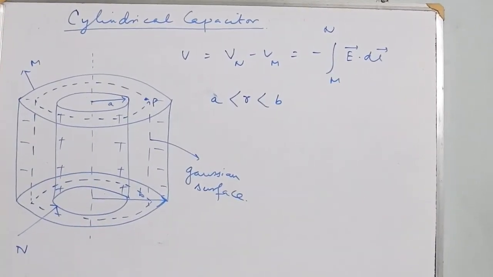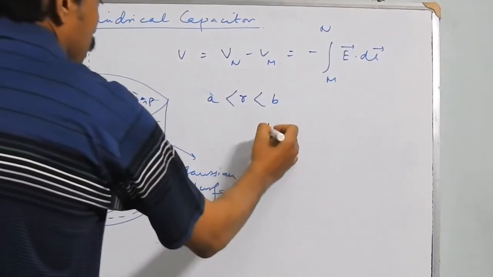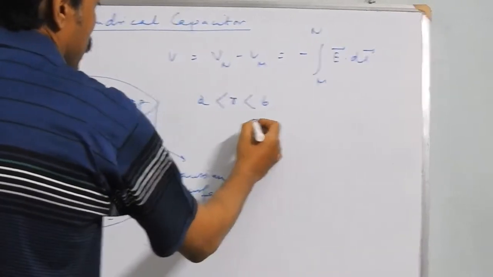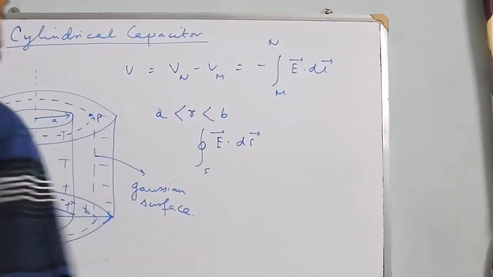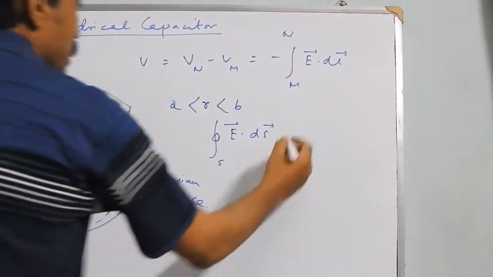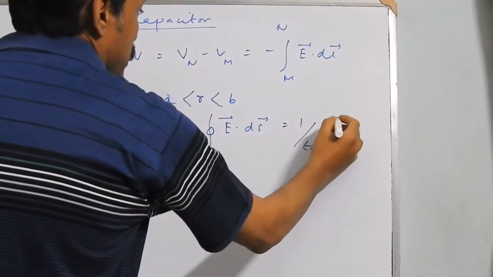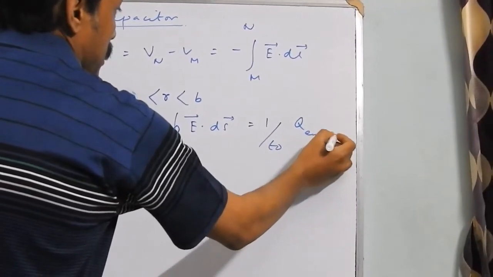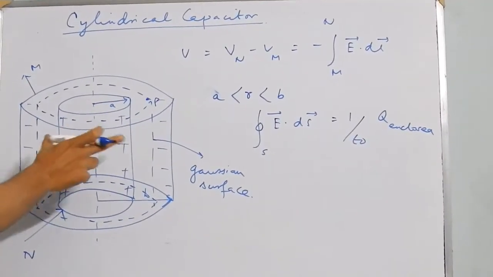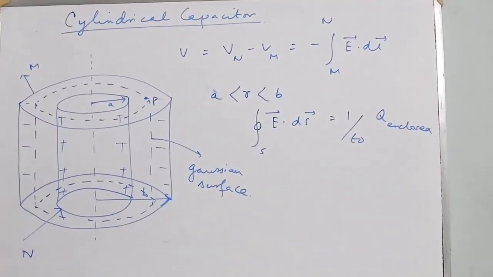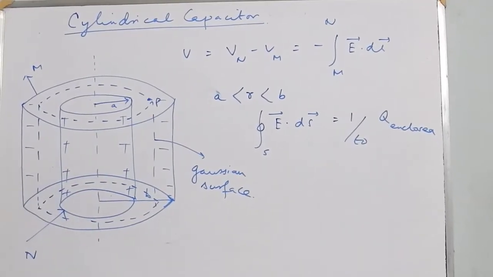So in order to apply Gauss's law, we know that the integral of E vector dot dS vector over the closed Gaussian surface in the shape of a cylinder is 1 by epsilon 0 of the charge enclosed. Now this Gaussian surface, which is the dotted surface as shown in the figure, will enclose only the charge that lies on the surface of the inner cylinder, that is plus q.